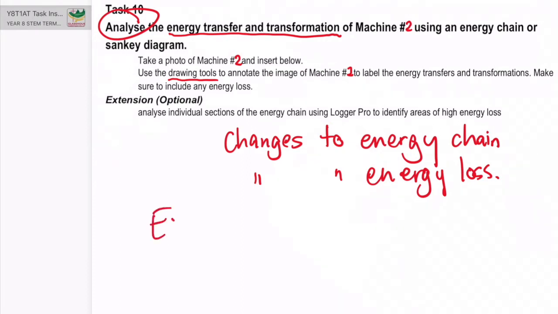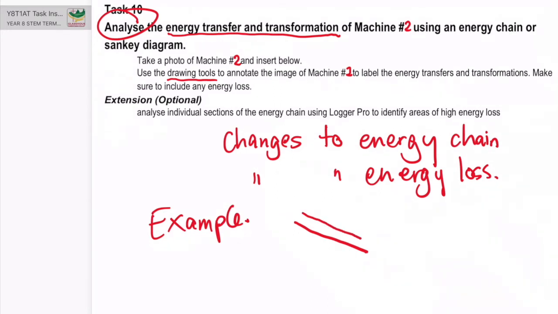A little example for those of you who are a little bit lost. Say I had a ramp that's going down, but there was a huge amount of sound coming out every time the ball ran down this ramp, and you could really hear it. Therefore, it's losing a lot of energy as sound. So its energy chain would have looked like this: gravitational potential energy going to kinetic energy, sure, but there's a lot of energy being lost as sound, and therefore there also would have been a lot of energy being lost as heat, because you don't get a lot of sound unless energy is being transformed.